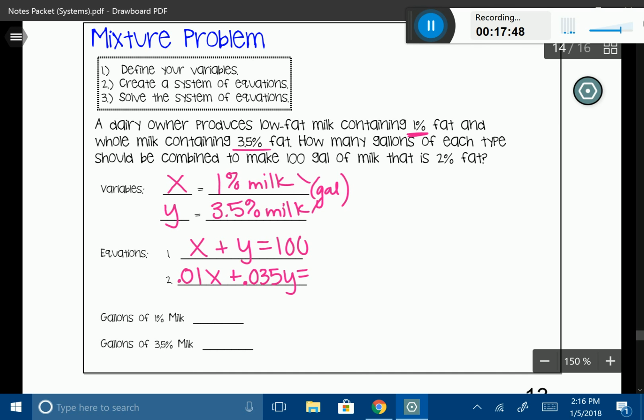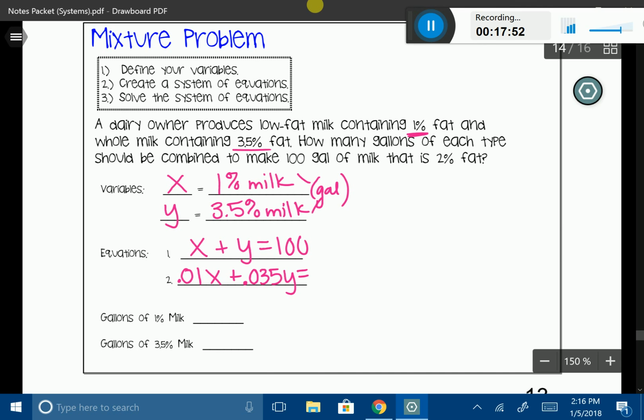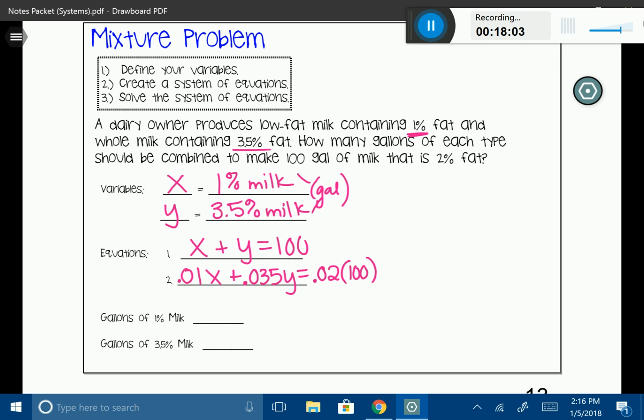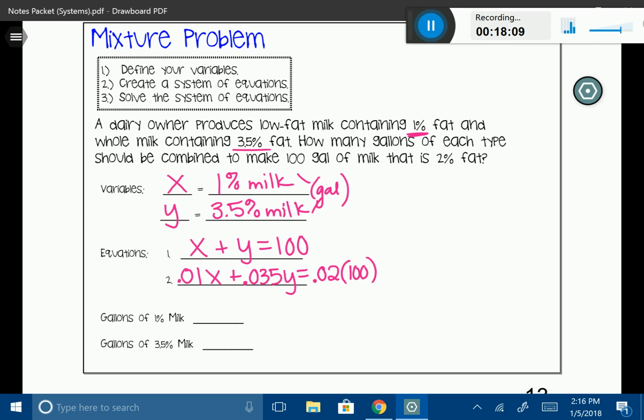Now, this is the most forgettable part of a mixture problem. We're trying to make 100 gallons of 2%. So right here, I need to not only write my 2%, but I need to multiply it by 100 because I'm trying to figure out 100 gallons of 2% milk. So now that I have this mixture problem set up, I have my system. So I can go ahead and solve it.